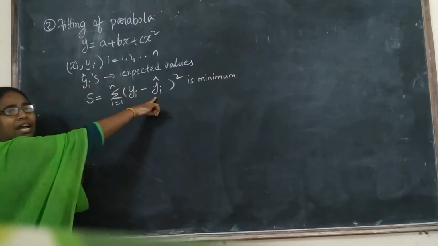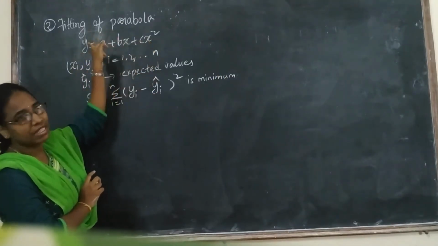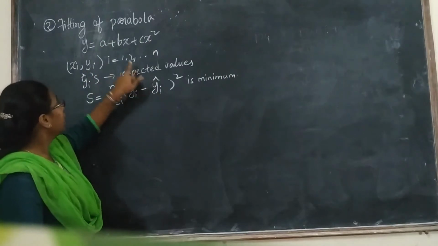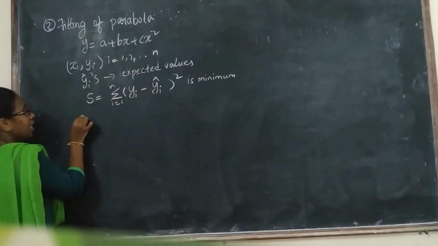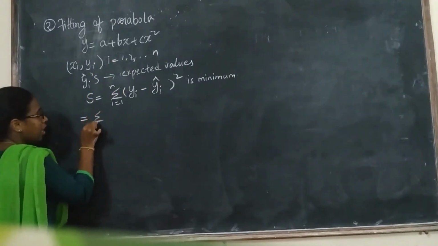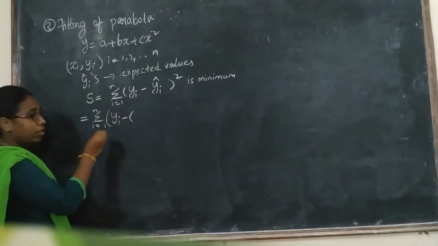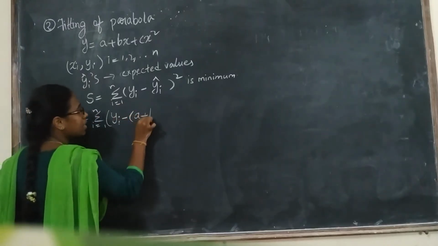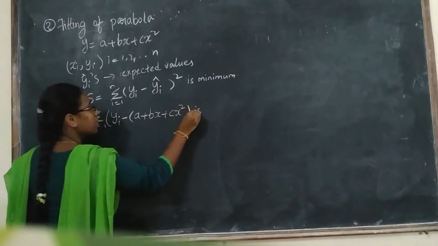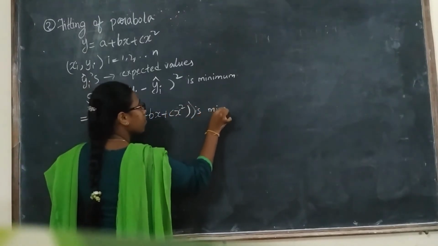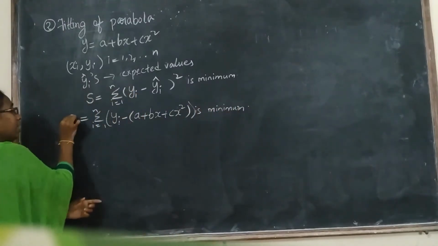So here yi hat means the expected values. Whatever the function we are using, that is our expected value. Here we are using parabola, so you will write the parabola equation. That is S equals summation i equals 1 to n yi minus, write down the equation of parabola, a plus bx plus cx square, is minimum. So this is your S value.